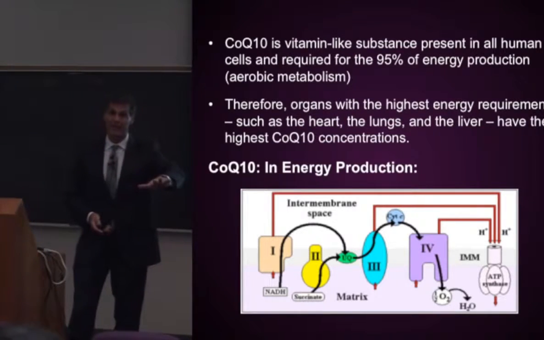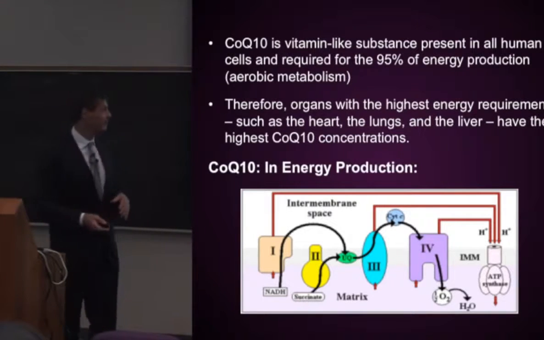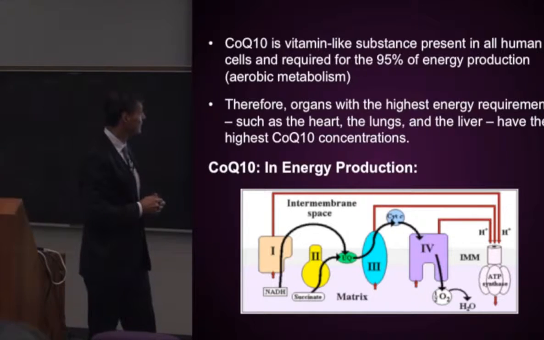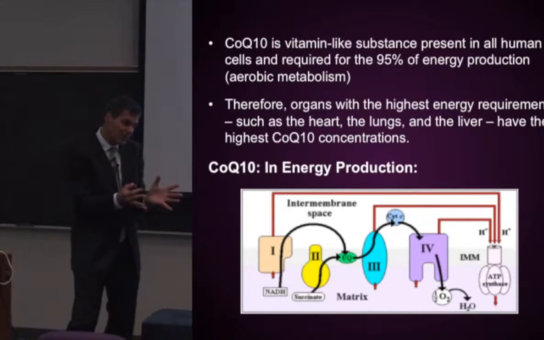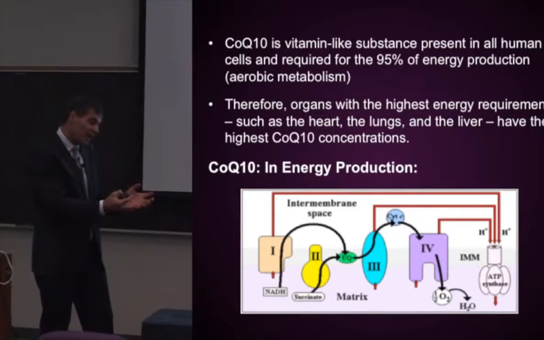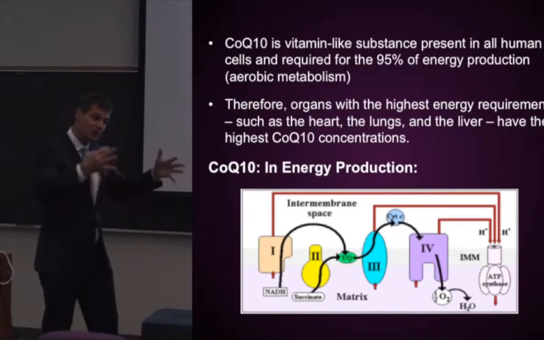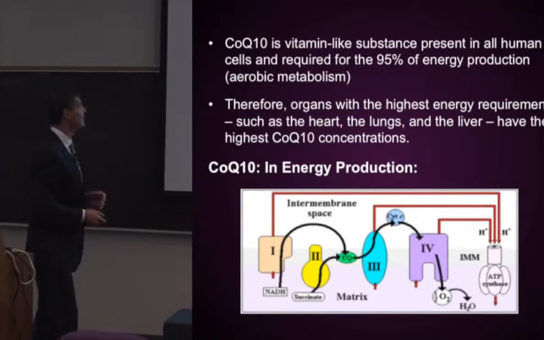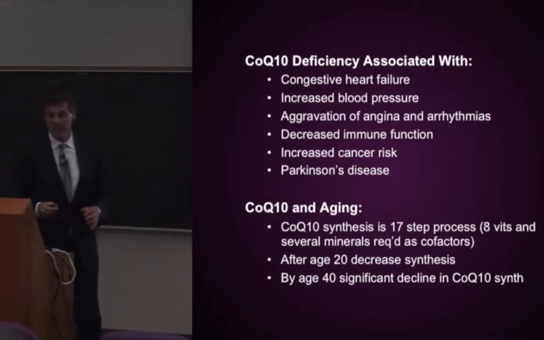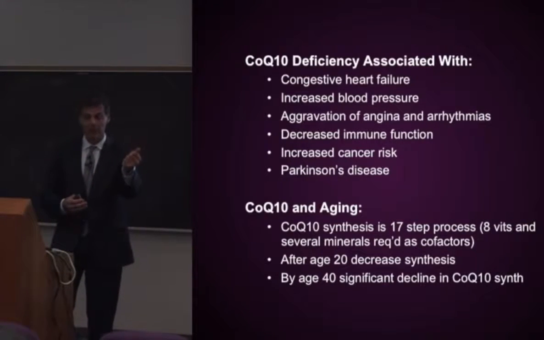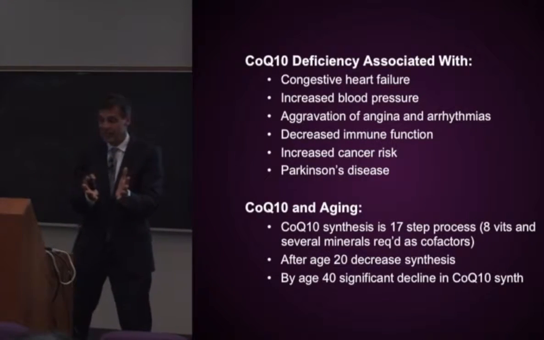If those levels drop in the aging process because you don't make CoQ10 at ideal levels, then these tissues become affected. This is just showing in the mitochondria that CoQ10 is required to actually transfer hydrogen electrons from the first cytochrome to the second cytochrome. So if it's not there anymore, it's like there's a piston missing in the engine. You can't make as much ATP with aging. So CoQ10 deficiency is associated with congestive heart failure. The heart pump gets weaker. Increased blood pressure because you can't release as much nitric oxide and other effects. It aggravates angina and arrhythmias.